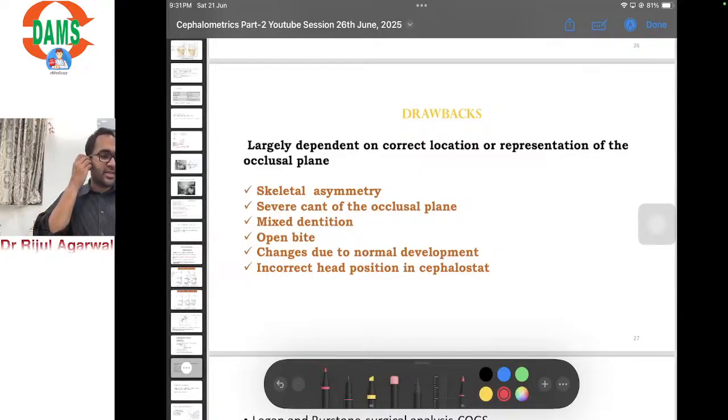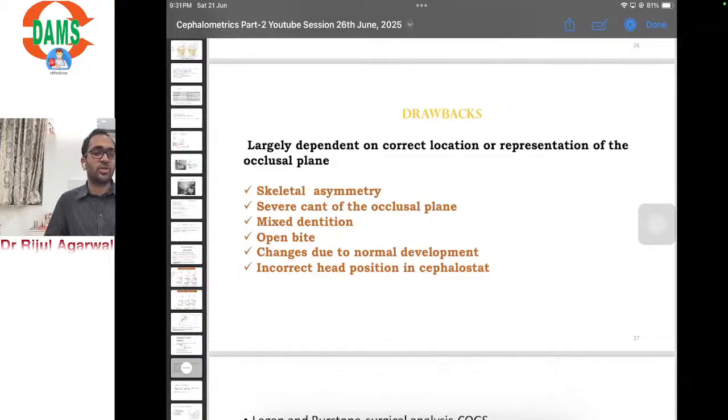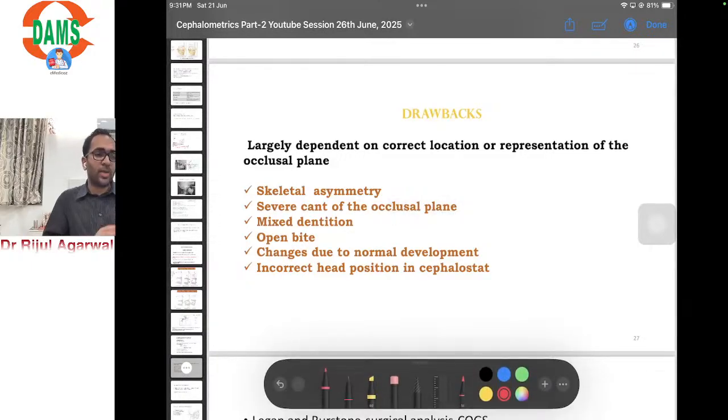Next, open bite. As I said, this occlusal plane is the functional occlusal plane. It needs to pass through the maximum intercuspation of the molars and premolars. Now the bite is open, how will it pass? Next, changes due to normal development. The growth pattern is happening, growth is happening. Last, incorrect head position in the cephalostat. This occlusal plane, like I said, can be tilted down and upward, and the head position can be oriented incorrectly like this, transversely as well. So what will happen? You will get two occlusal planes, which will create further problems.